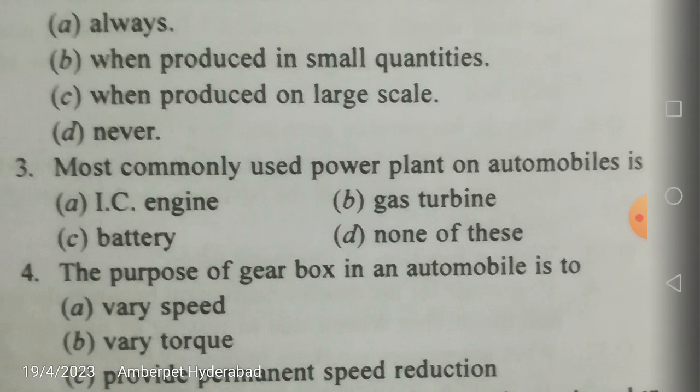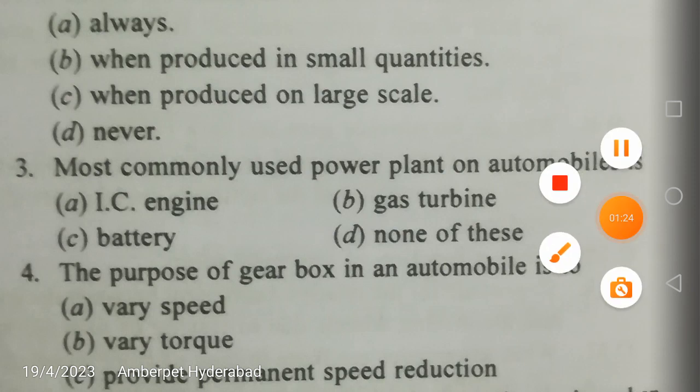Most commonly used power plant on automobiles is it internal combustion engine, gas turbine, battery, or none of these? Battery is an electrical element, and gas turbines are used in the propulsion of aircraft. IC engine is the correct answer. Internal combustion engine is the only correct answer.